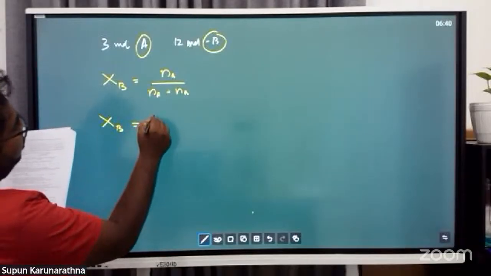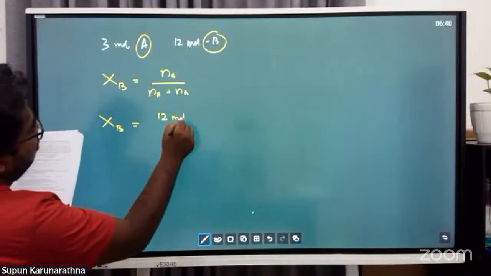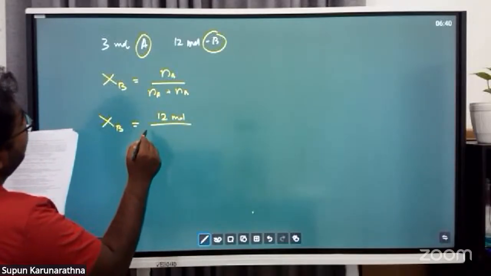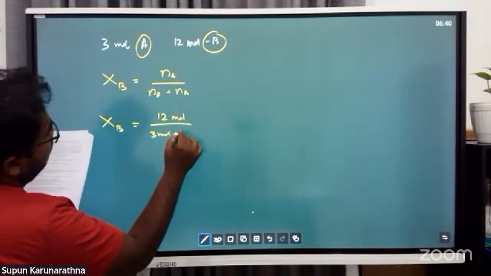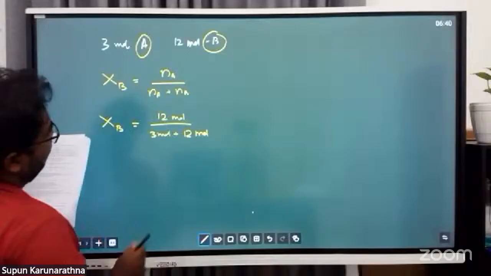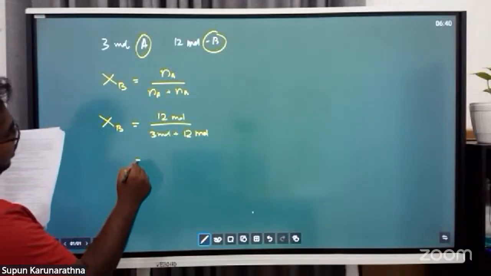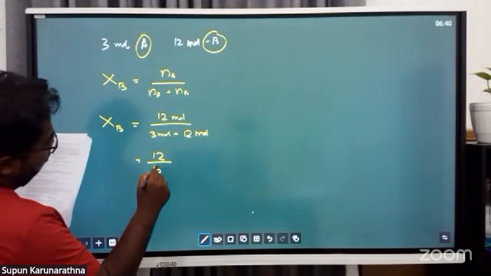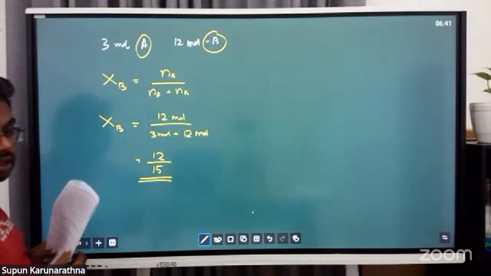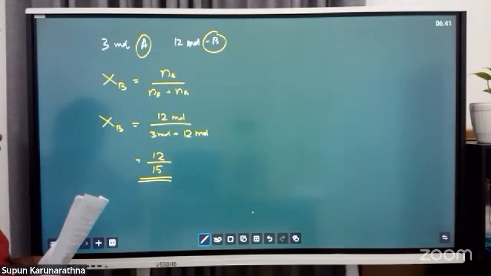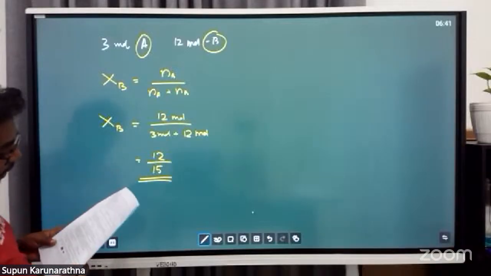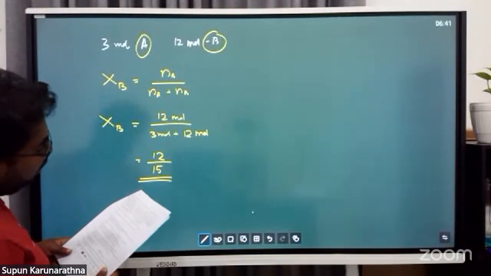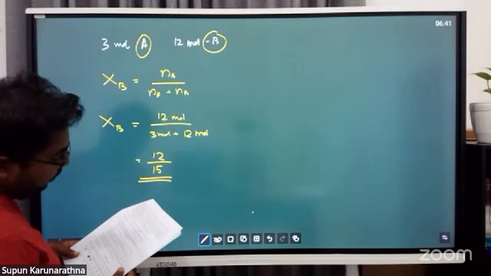12 moles divided by 3 moles plus 12 moles. Then 12 divided by 15. The final answer is coming as 12 divided by 15. Is there a unit for the mole fraction? No, there is no unit for the mole fraction. That is the important thing. Mole fraction of XB you can take as 12 over 15.